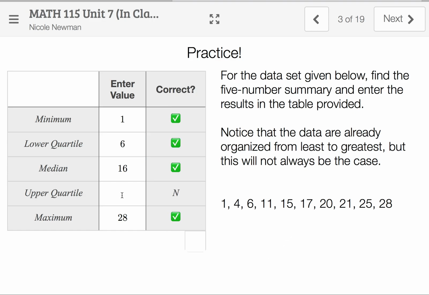For the upper quartile, we look at everything that is higher than the median of 16 in this case. So look over here. There are 5 data points over there, and the third one of those is 21, and that is the upper quartile.